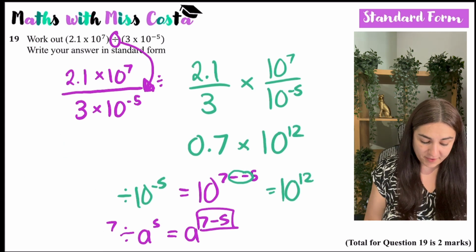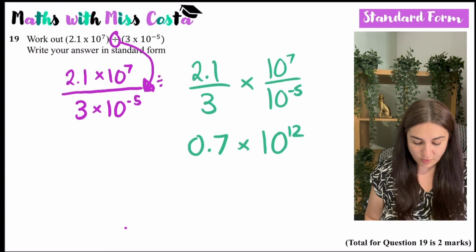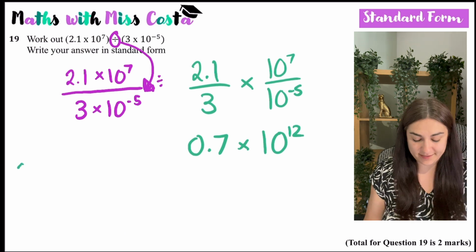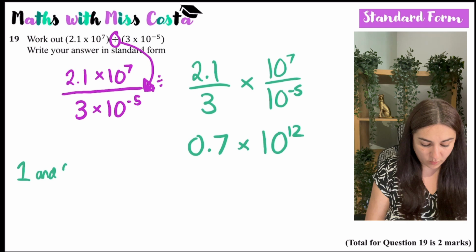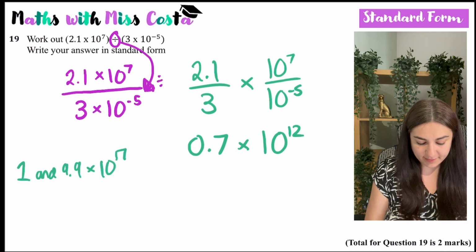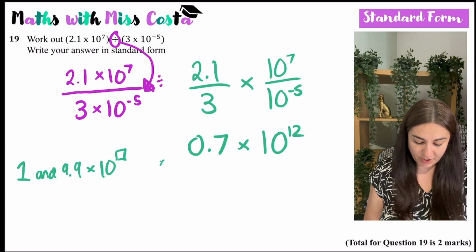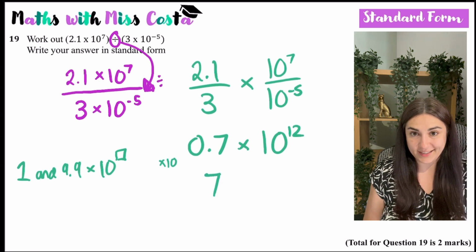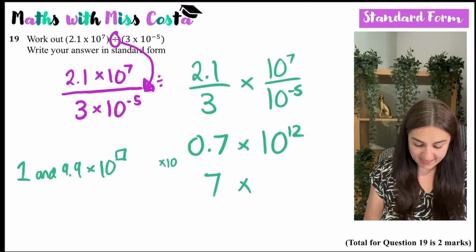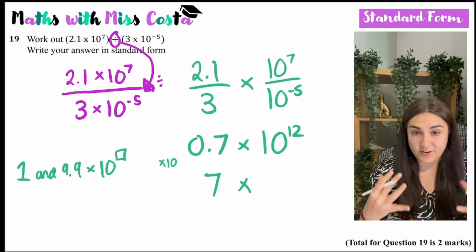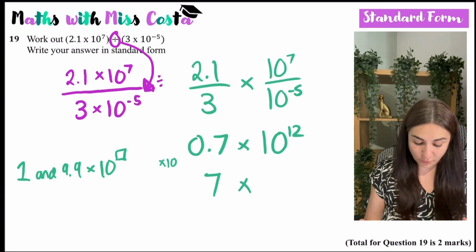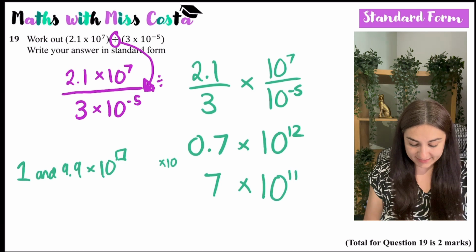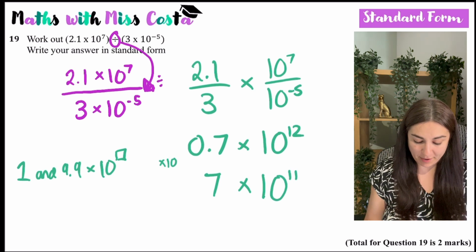I haven't finished yet though, because they have said, write your answer in standard form. So for it to be in standard form, it needs to be between 1 and 9.9 times by 10 to the power of something. So I need to times this by 7. Okay, so I've multiplied 0.7 by 10 in order to turn it into an integer so it can be in standard form. And because I'm timesing by 10, I then divide by a power of 10 on this side. So that will become 10 to the power of 11.